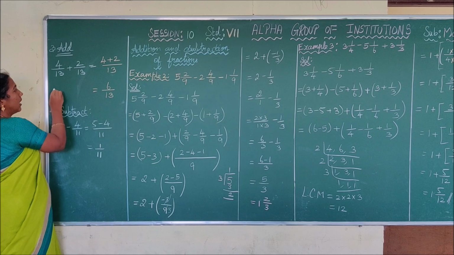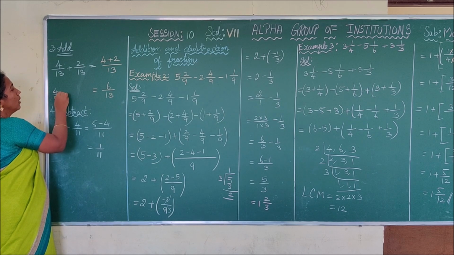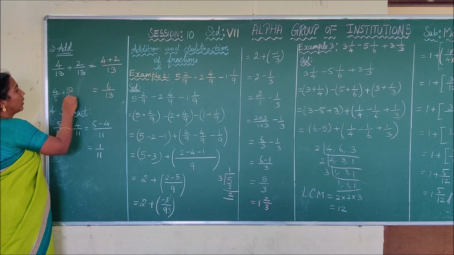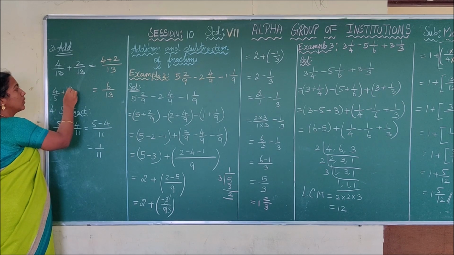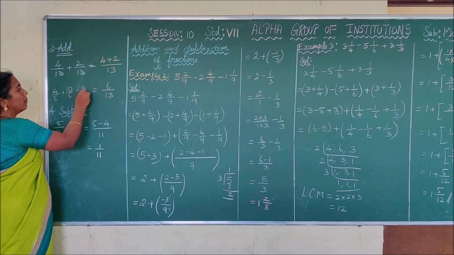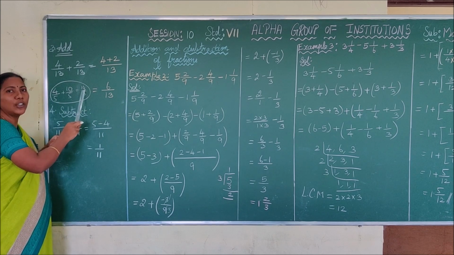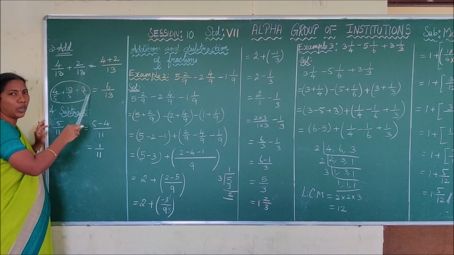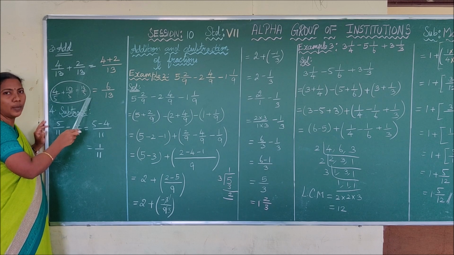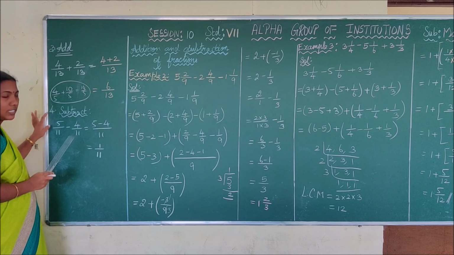Suppose the question is like this: 4 by 5 plus 10 by 5. How can we add this? 10 plus 4 equals 14 by 5. If the denominators are the same, you can easily add the numerators and write the denominator only one time. Okay, don't add the denominator. You already know this from the 6th standard itself.